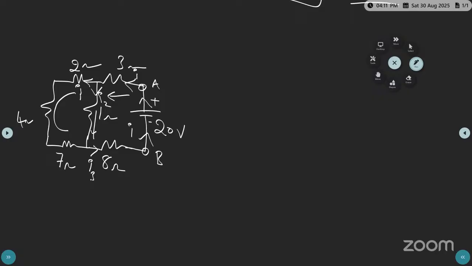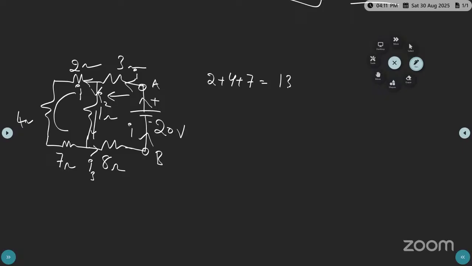Current leaves from the plus terminal, travels anywhere and returns to the negative terminal. So we know the principle of series and the principle of parallel. In the above circuit diagram, the current in the 2 ohm resistor, the 4 ohm resistor, and the 7 ohm resistor is I1, so they are in series. So 2 plus 4 plus 7 is equal to 13.